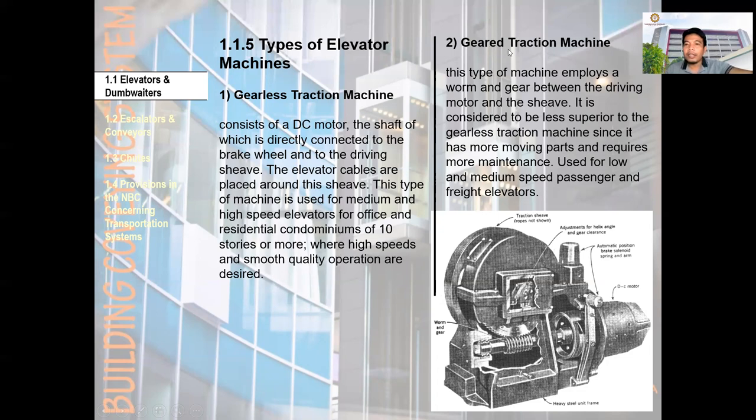Another, we have the geared traction machine. This type of machine employs a worm and gear between the driving motor and the sheave. It is considered to be less superior to the gearless traction machine since it has more moving parts and requires more maintenance. It is used for low and medium speed passenger and freight elevators.